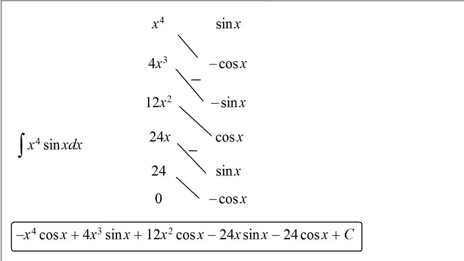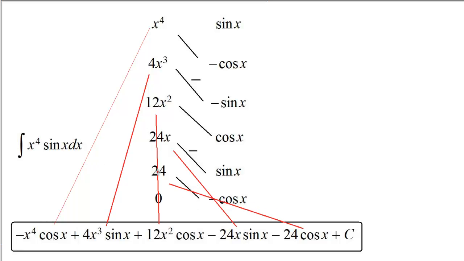Notice that this will give us this term. Then when we take negative, negative is positive. Then when we multiply those, we get 4x cubed sine x. And here when we multiply these, we get 12x squared sine x. And these two multiplied together give us negative 24x sine x. And here we get negative 24 cosine x. And in this fashion, right here is our answer for this integral.